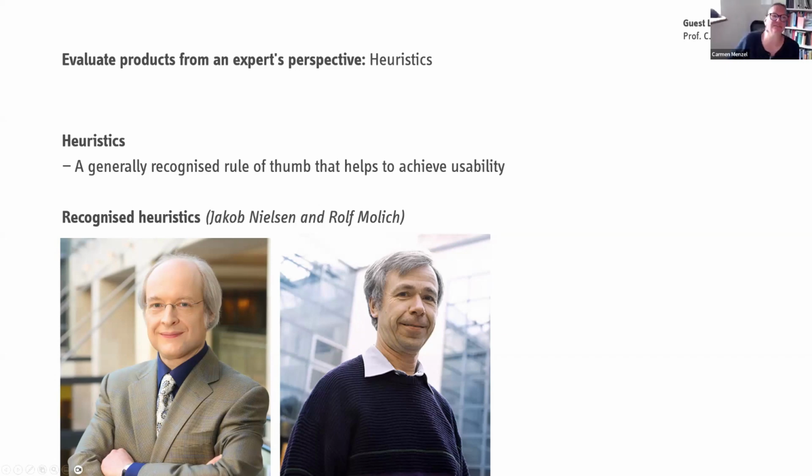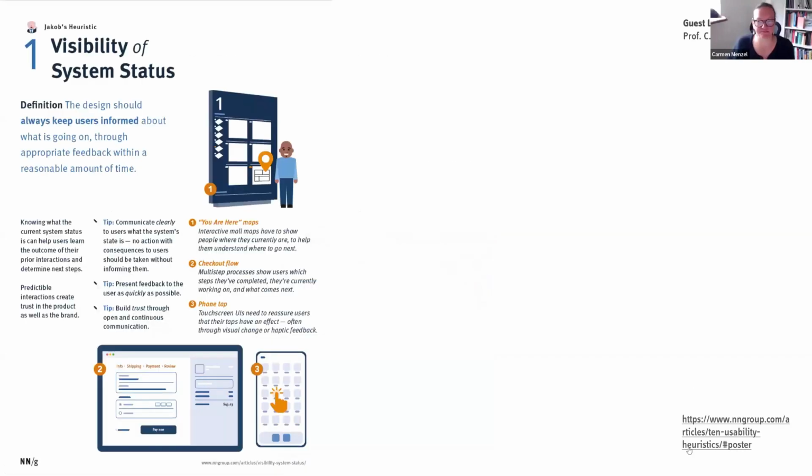So the 10 heuristics, which were developed by Nielsen and Molich in the 90s, you can also find on the webpage of the Nielsen Norman Group as posters. They are very good to check when you do your first drafts and designs. You just go through those heuristics and take a look: okay, is that in my product already? Have I thought about it? Have I considered these aspects?